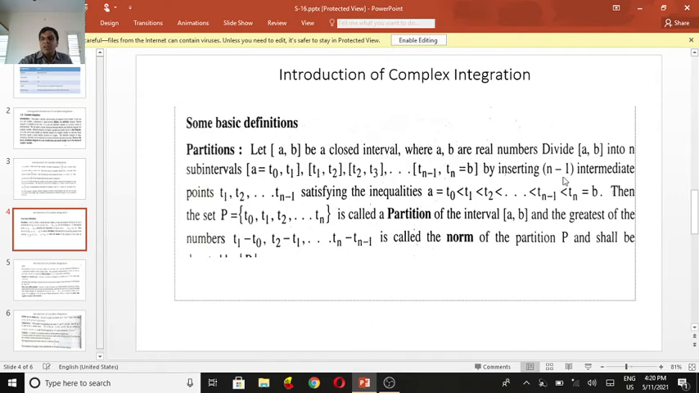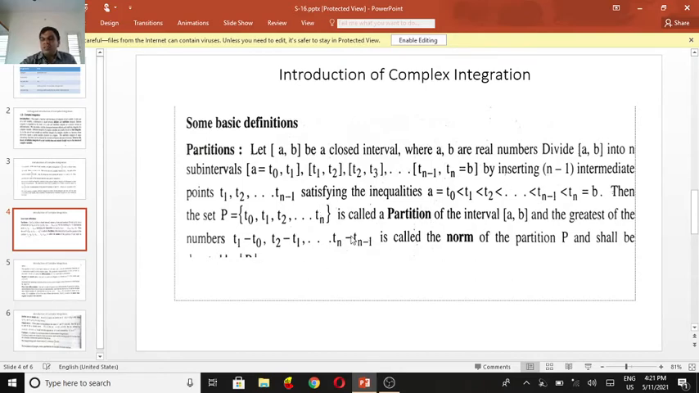So we introduce n minus 1 intermediate points t1, t2, etc., t(n-1), satisfying the inequality a equal to t0 less than t1 less than t2, etc., less than t(n-1) less than tn equal to b, where a and b are the endpoints. Then the partition P, the set of all t0, t1, t2, etc., tn, is called a partition of the closed interval [a, b].